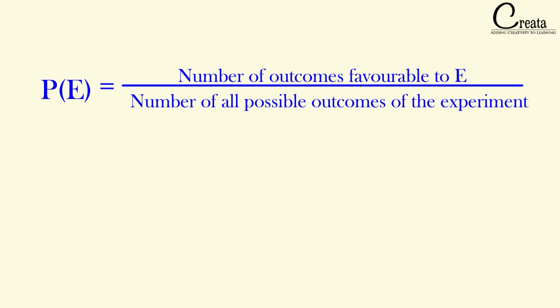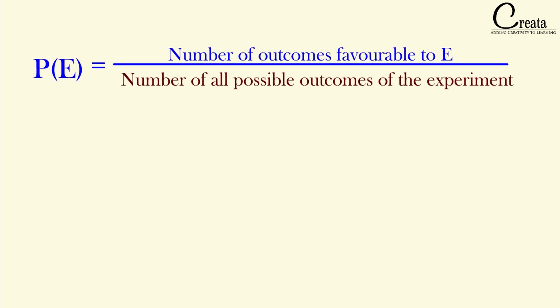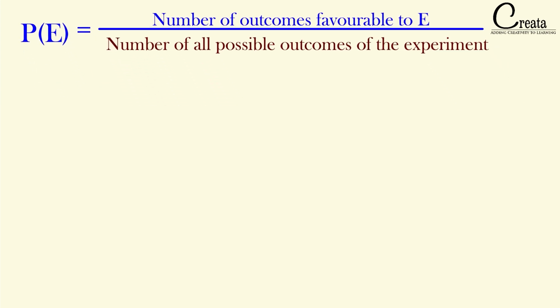On the right-hand side we have the numerator and the denominator. We will always start with the denominator. The denominator is the number of all possible outcomes of the experiment. Note that the word experiment is used and the word all is used. It means the total output of the experiment will come in the denominator. Experiment means tossing the coin, rolling the die, picking a ball from the bag. All the outcomes that we can get from the experiment will come in the denominator.